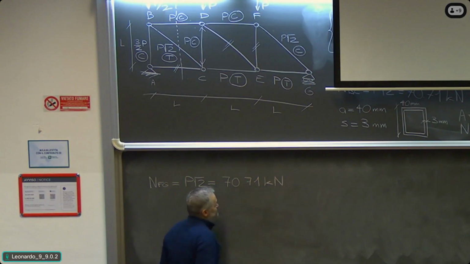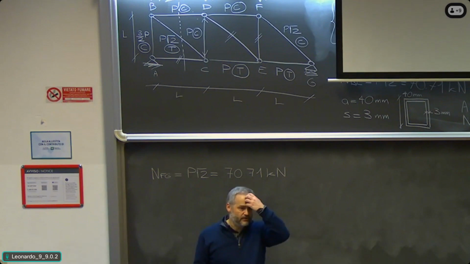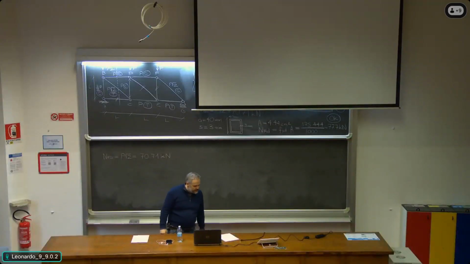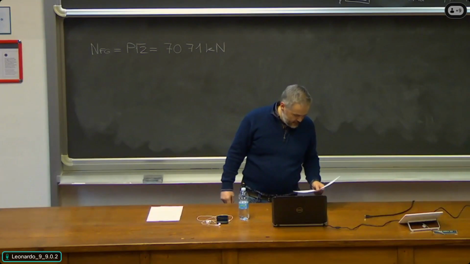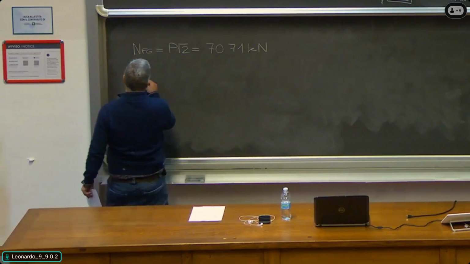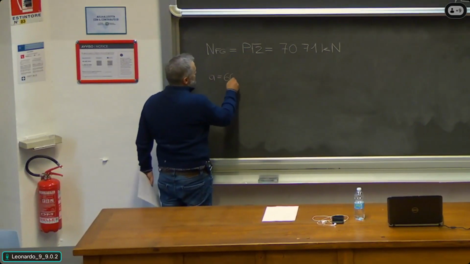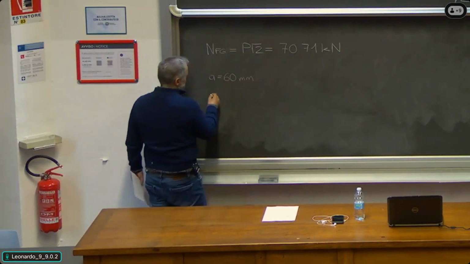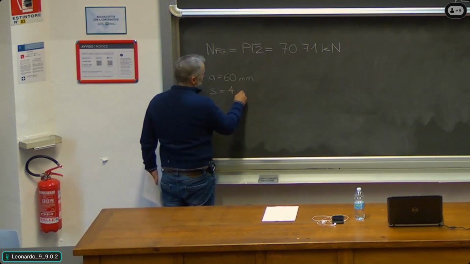We already calculated it for the first checking assignment, which was BC, again a diagonal member. So we are supposed to design a diagonal in tension, or to check a diagonal in tension and to check a diagonal in compression. Now, assuming it consists of a hollow square profile with A equal to 60 millimeters and S equal to 4 millimeters.